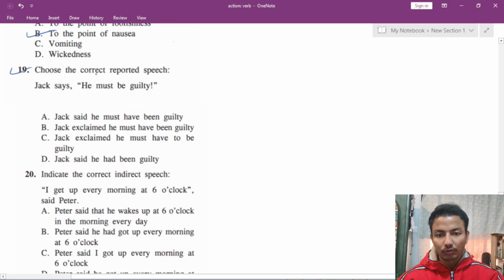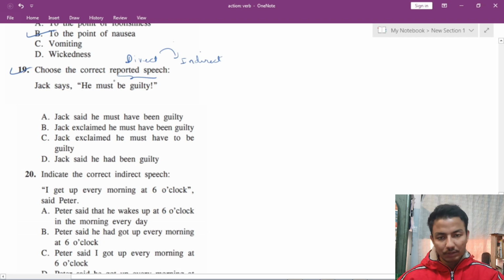Question number 19. Choose the correct reported speech. This reported speech is nothing but direct to indirect speech. Okay, it's just a fancy word for direct to indirect speech. Okay, let us solve.